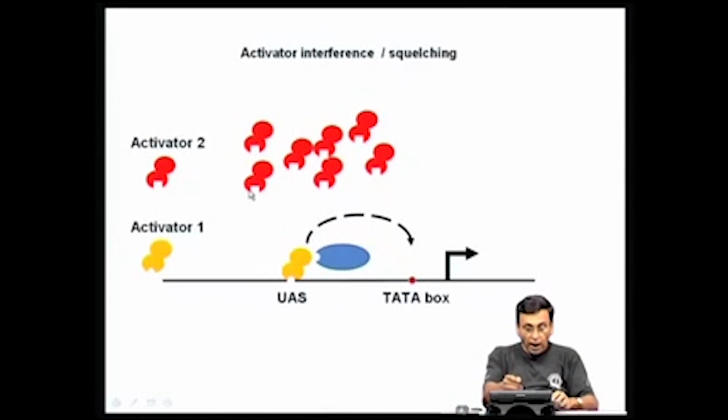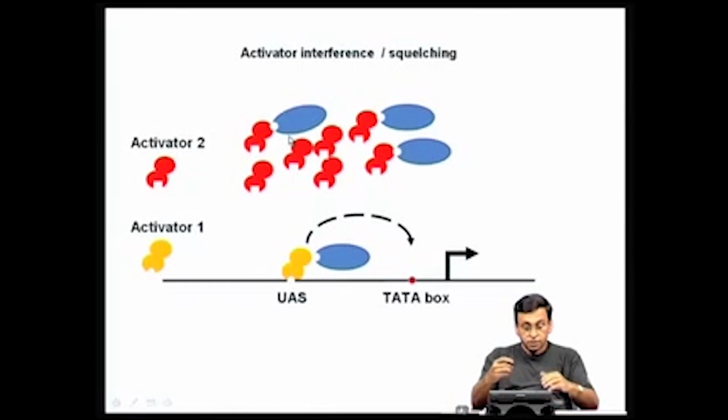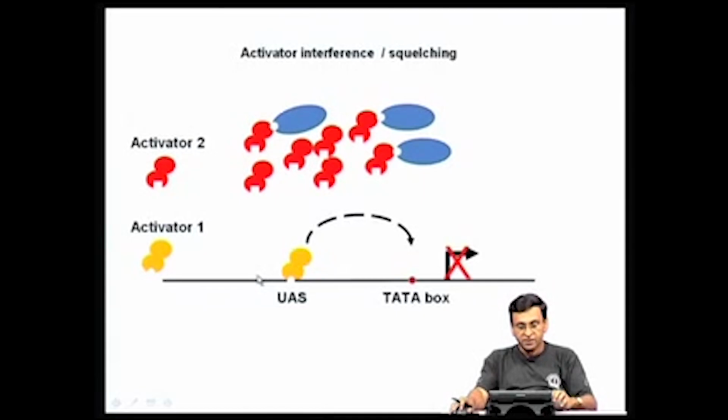But if you add an excess amount of activator 2, it also requires the same coactivator which is required by activator 1. The coactivator, being in limiting amounts, got competed out by the excess activator 2, and as a result the coactivator was not available for transcription activation by activator 1. This resulted in inhibition of transcription. What this means is that the addition of excess activator here squelched the transcription activation by another transcription activator.